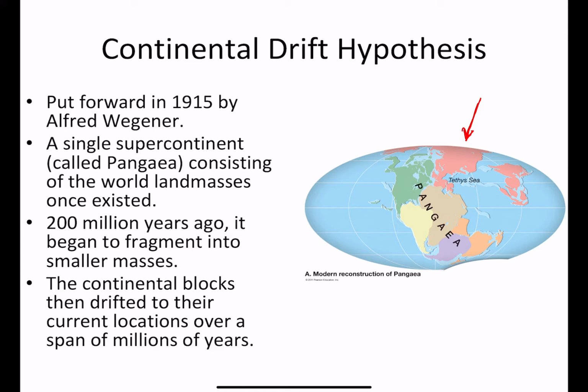And then this continent broke up into various pieces, and those pieces are what we see as the continents that we have today. So this supercontinent was called Pangaea, consisting of all the world's land masses. And about 200 million years ago, it began to fragment into smaller masses. And those smaller masses, or those continental blocks, then drifted to their current locations over a span of millions of years. So this idea, which sounds crazy if you think about it, was put forward by Alfred Wegener in 1915.